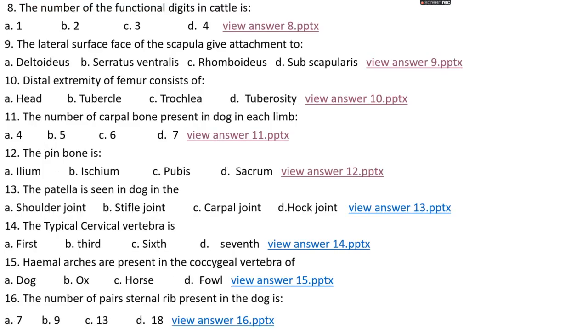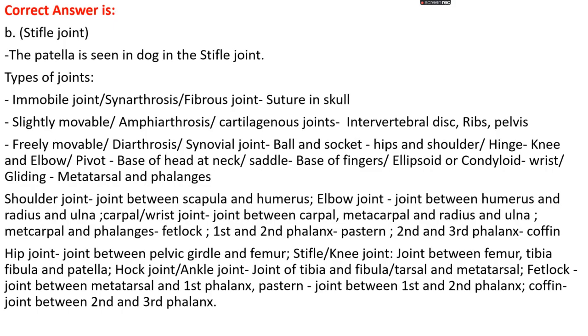Question number 13. The patella is seen in the dog in: option A, shoulder joint; option B, stifle joint; option C, carpal joint; option D, hock joint. The right answer is option B, that is stifle joint. The patella is seen in the dog in the stifle joint.